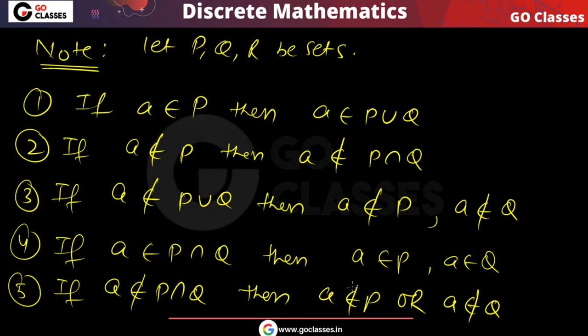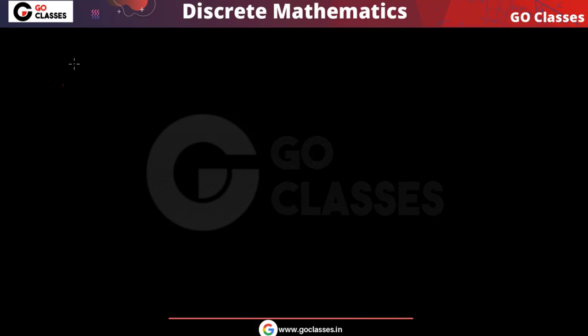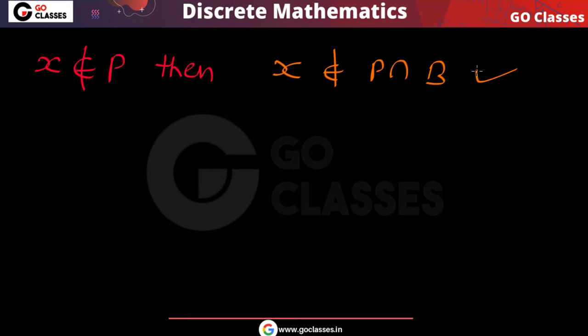It means A is not in P or A is not in Q. So this comma means "and". This is very important: if you say that X does not belong to P, then what are the things that you can say? Then I can definitely say that X does not belong to P intersection Q.